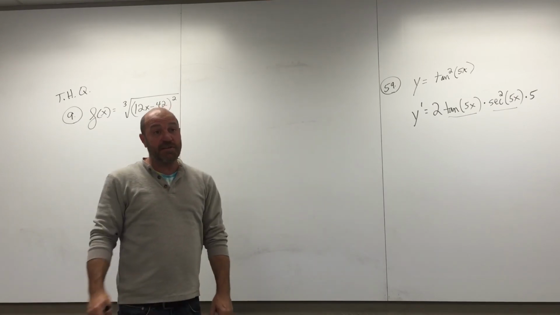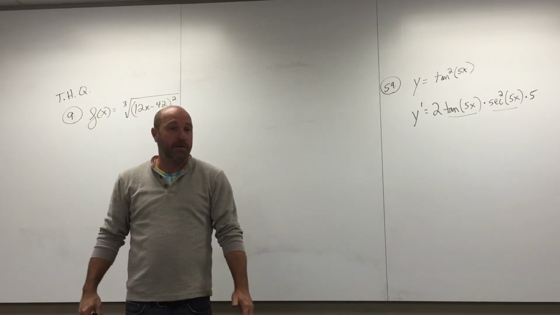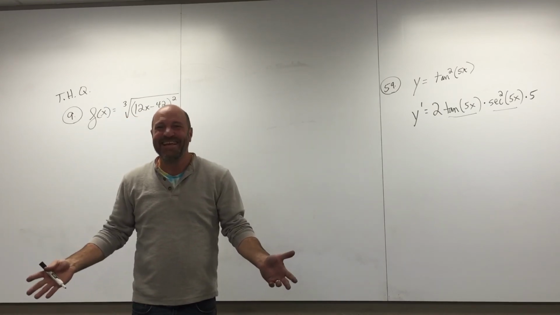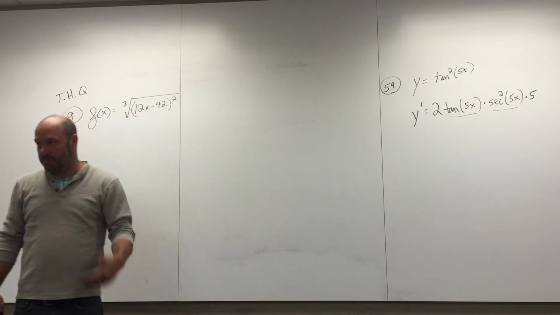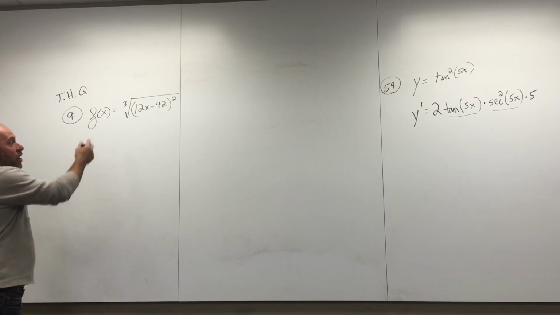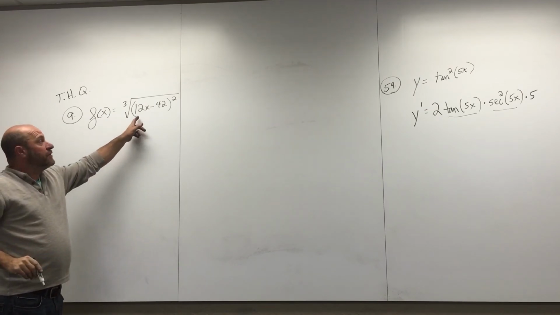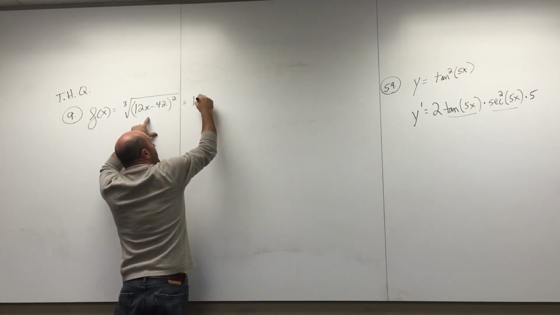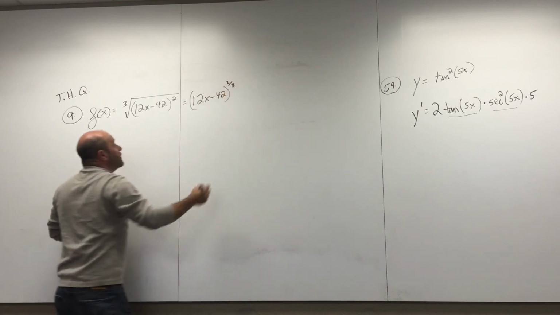These are good questions. But in order to answer any of those questions, what should I do? I should do a derivative. You're in calculus and you're in chapter 3. When in doubt, do a derivative, I guess. So I need to do a derivative. In order to do that, I would rewrite it as 12x minus 42 to the 2/3. Okay, so let's do a derivative.